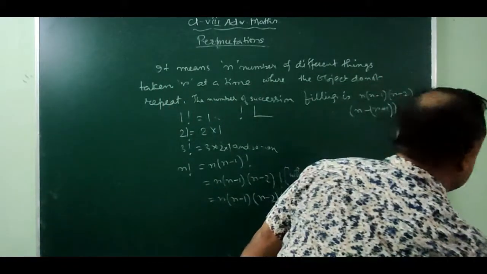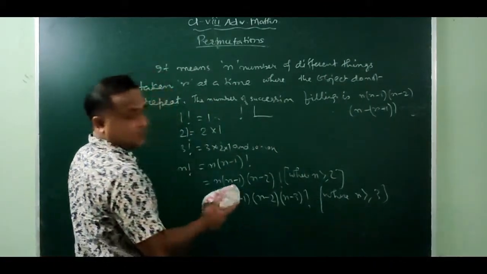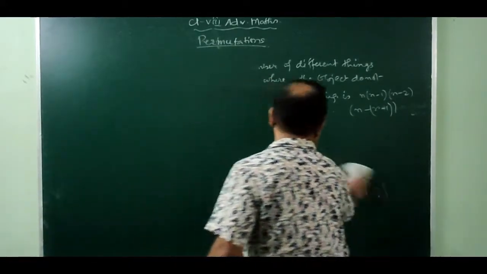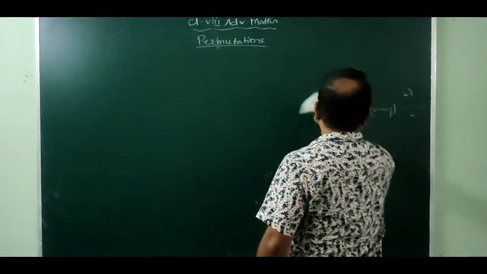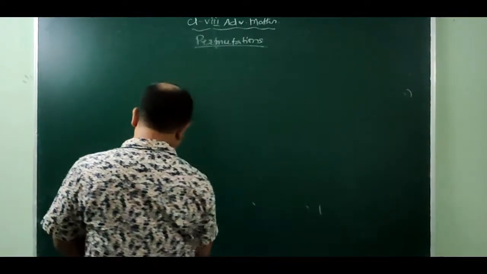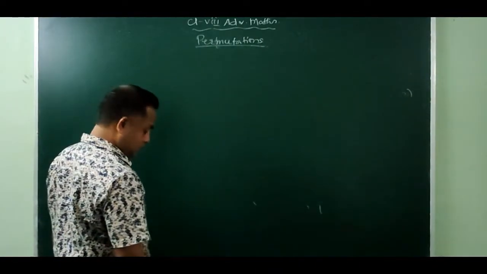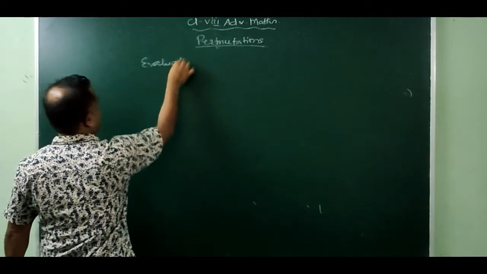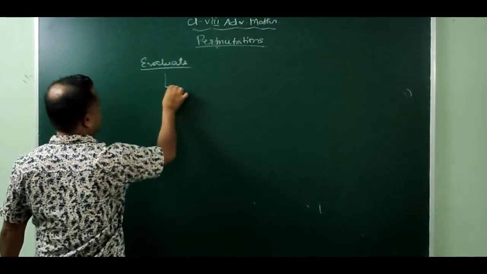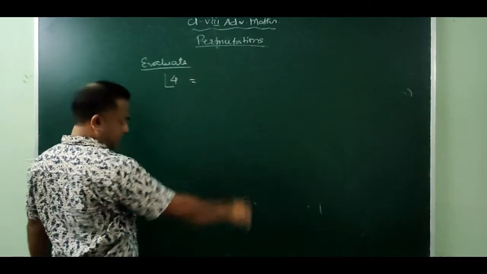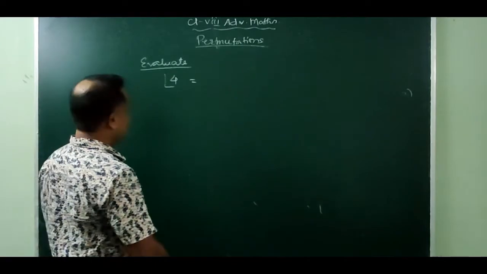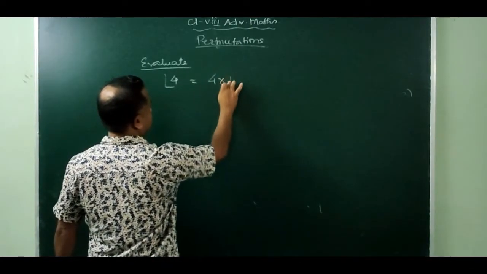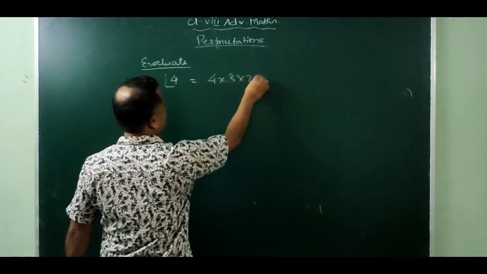So let's see some examples of the permutations. First question is, evaluate 4 factorial. I think everybody can do that. That is 4 into 3 into 2 into 1.